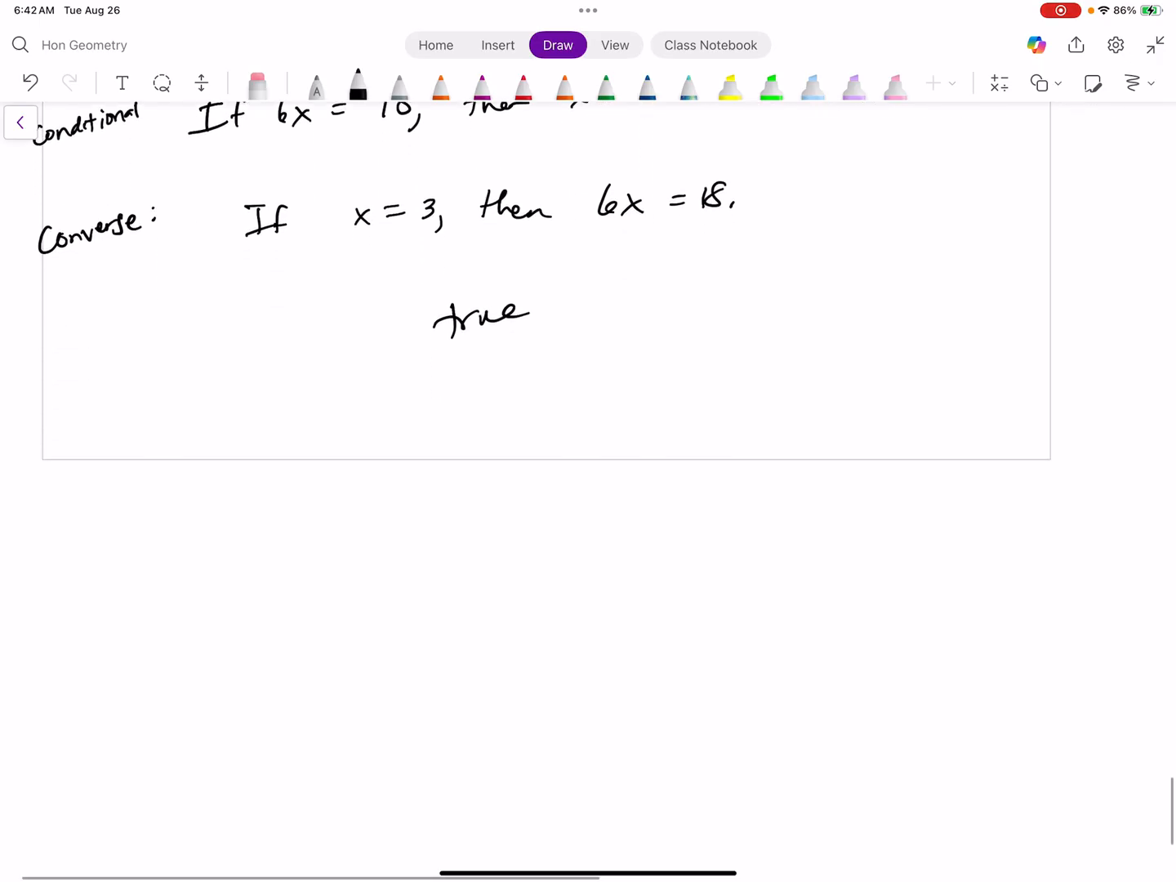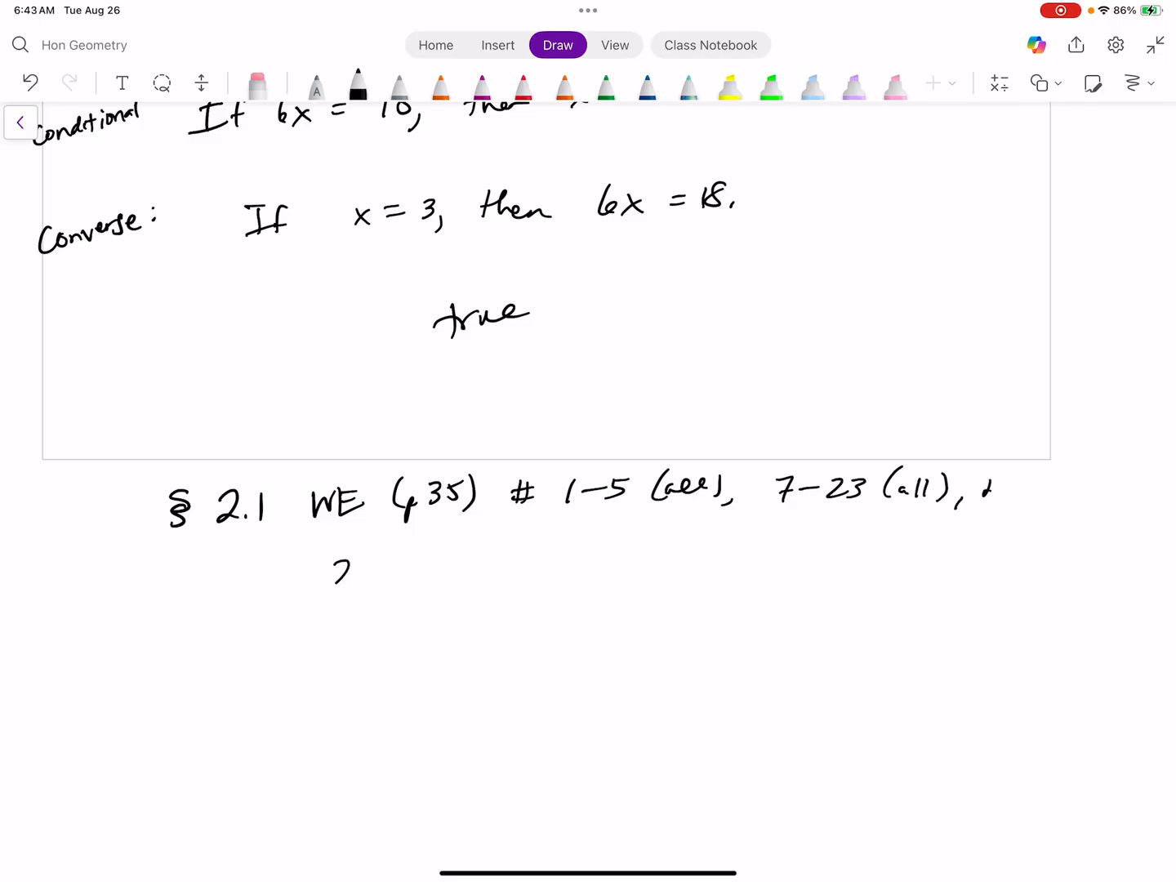And you're going to end up working section 2.1, the written exercises, page 35. You're going to do numbers 1 through 5, all of them, 7 through 23, all of them, and 26 through 30, all of them. So that's going to be what the homework's going to be.